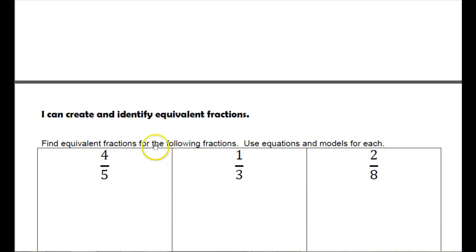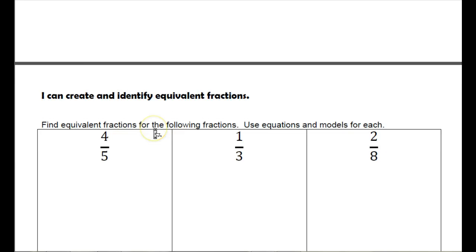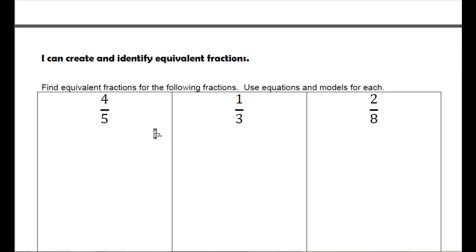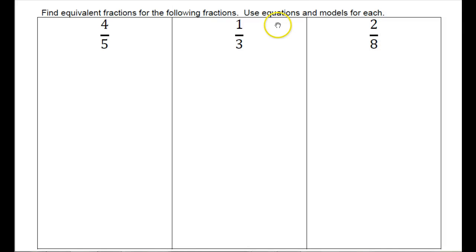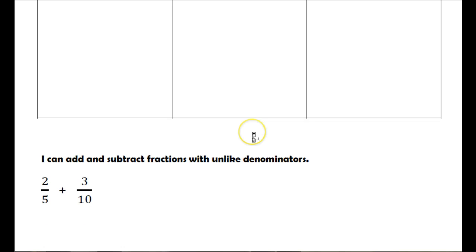A second I can statement says I can create and identify equivalent fractions. Again, the students have to use a model to explain how they got the equivalent fractions and an equation. And that would be something that I'd highlight on the test for them. It's maybe not as clear as it could be here, but I want them to show the equation form and a model for the equivalent fractions.